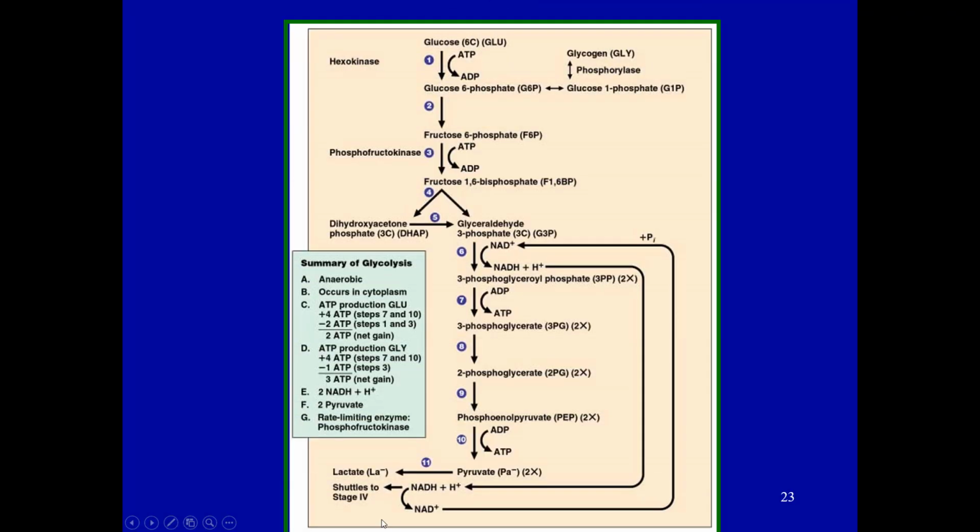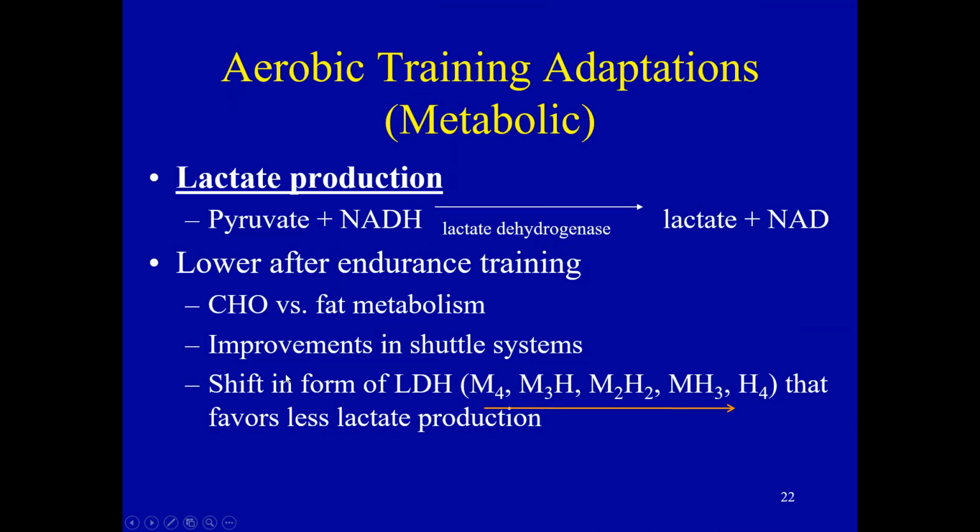This is just to remind you of where those NADHs were coming from. The NADHs can either hang out in the cytoplasm and convert pyruvate to lactate, or they can be shuttled into the mitochondria. So going back, improvement in those shuttle systems could theoretically lead to lower lactate production.